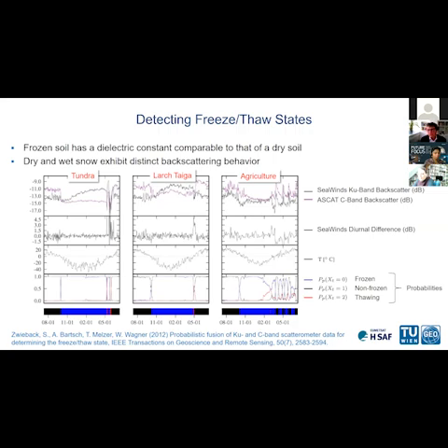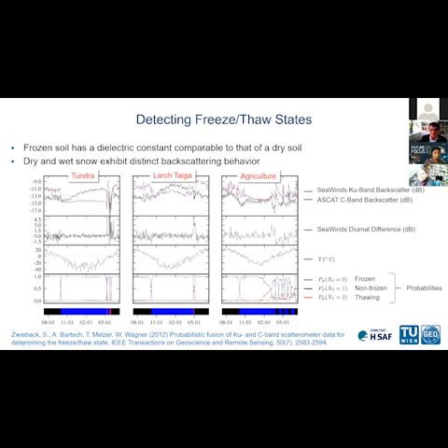One can also use more complex procedures, like we did in this publication here, where we used a combination of Ku-band and C-band scatterometer data to derive the surface state flag probability. So we estimated the probability of having frozen soil conditions, non-frozen soil conditions, and thawing conditions, like a wet snow coverage or open water on the ground. And here you have some examples.